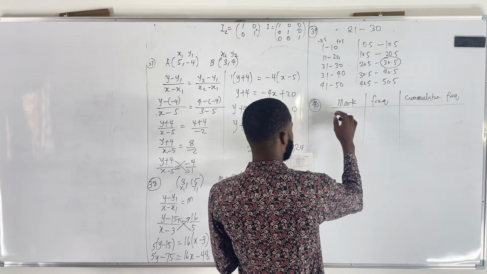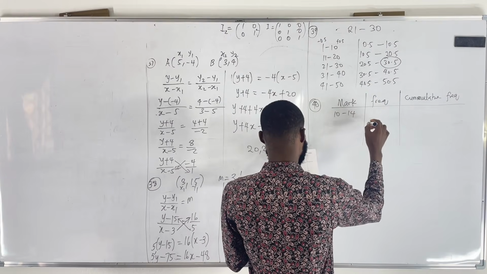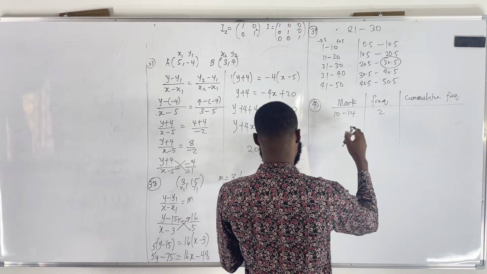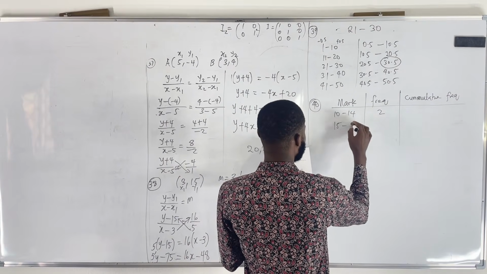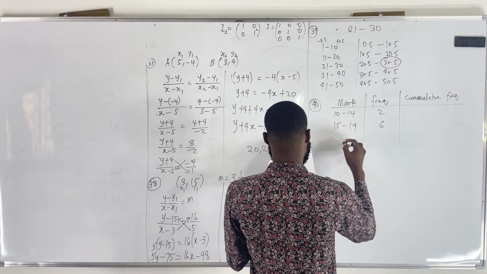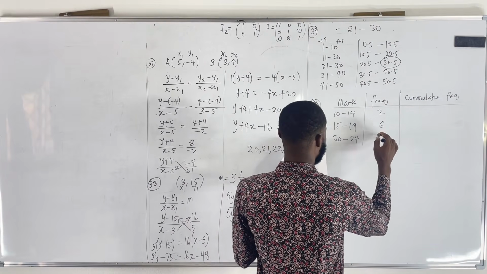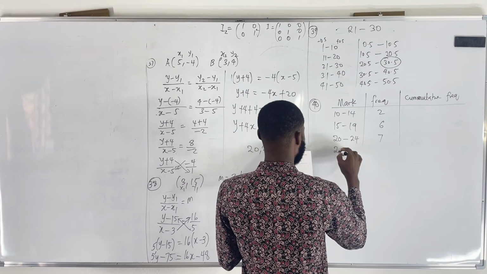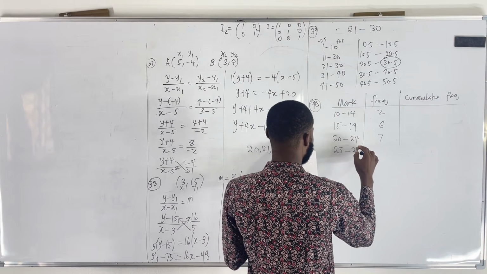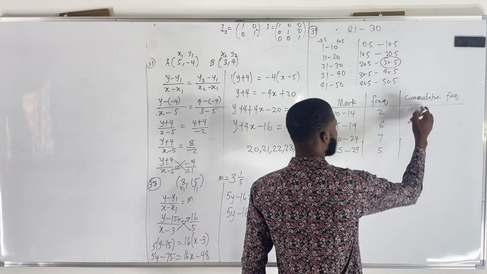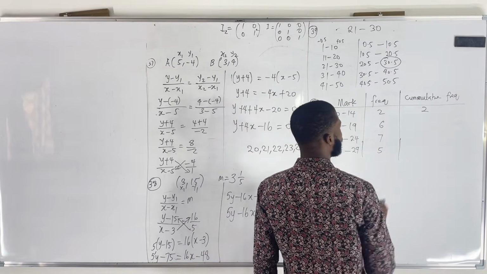So 10 to 14 marks were acquired by 2 students. 15 to 19 marks were acquired by 6 students. 20 to 24 marks were acquired by 7 students. 25 to 29 marks were acquired by 5 students. So cumulative frequency, let's write this first one here, 2.